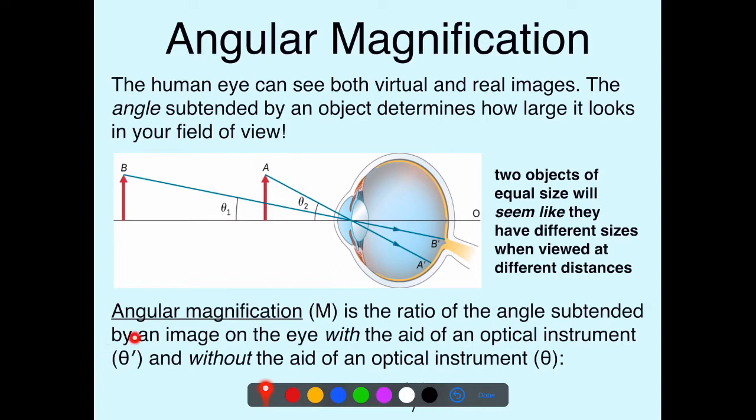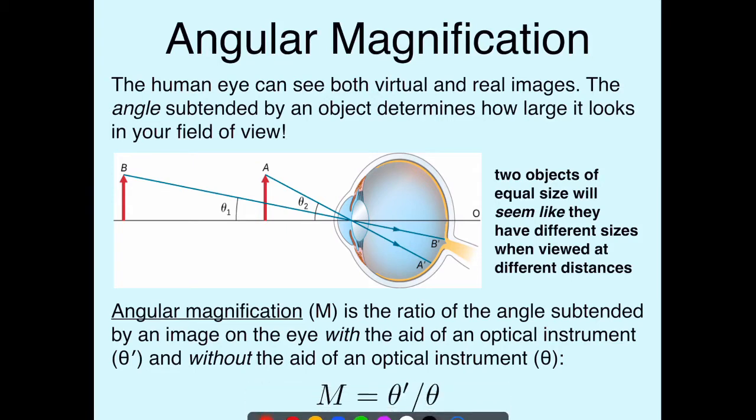So we'll call that theta prime. That's the angle that it takes up when you have an optical instrument helping you out. And then when you don't have an optical instrument helping you out, the angle is theta. Okay, so the ratio of those two is theta prime divided by theta, and that's what we call the angular magnification of that instrument. So it's not about how the size changes, it's about how the angle changes when you have an optical instrument.